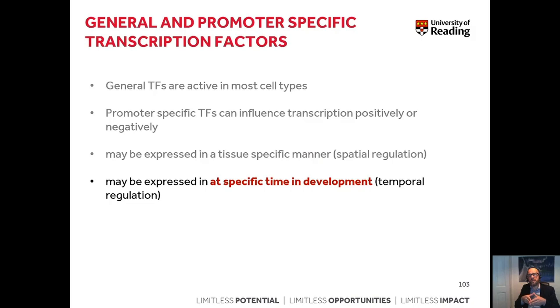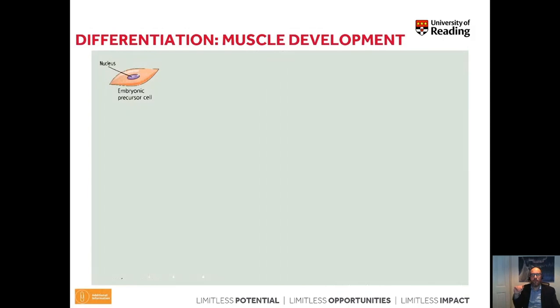They can also be expressed at a specific time during the development. And this is important for development. An example I would like to show you is embryonic muscle development. What you can see here is an embryonic stem cell or embryonic precursor cell. Here, certain genes are off. Here we are looking at differentiation of embryonic stem cells into muscle cells. So we have master control genes which are in charge of expression of certain muscle-specific genes. So if the master control gene is off, other muscle-specific genes are off as well.